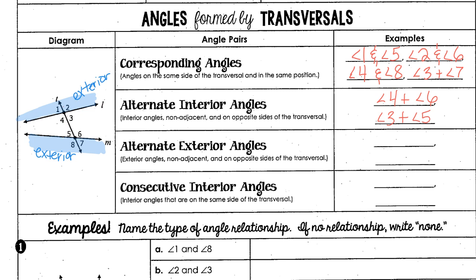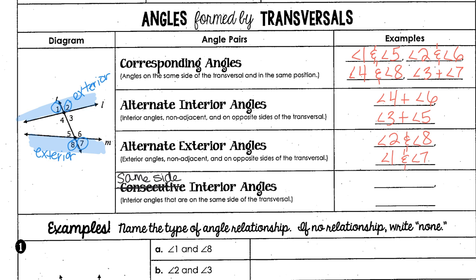So next we have alternate exterior angles. The exterior region is everything outside the two lines. So everything outside of L and M. So angles 1, 2, 8, and 7 are part of the exterior. And same thing here. They have to be non-adjacent and they can't be on the same side of the transversal. They have to be on opposite sides. So we can say like 2 and 8, those are alternate exterior angles. We also have angles 1 and 7.